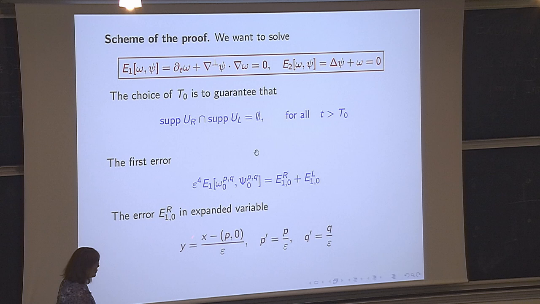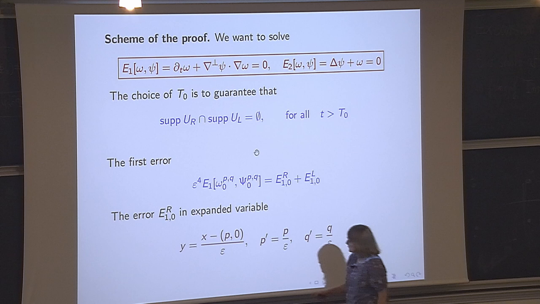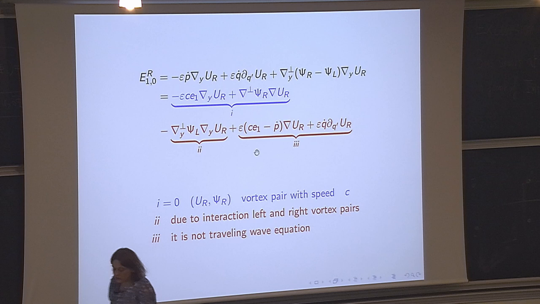And so let me expand the variable. So I am here, and I expand this variable there. The point PQ is this one, and this is P minus Q. And I just compute the error. So what I get is the first line, okay? The first two terms come from the derivative in time. And the second is the quadratic interaction.